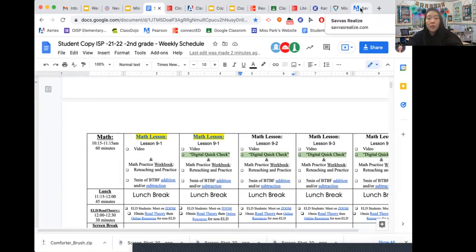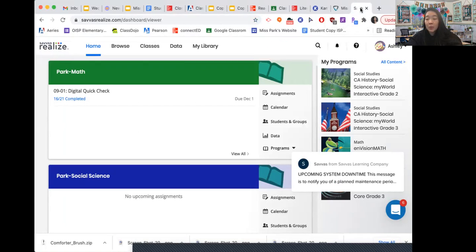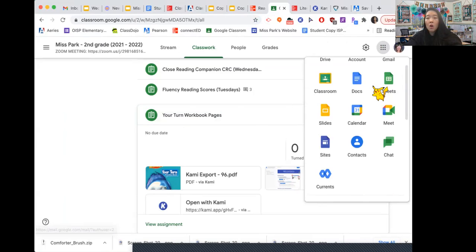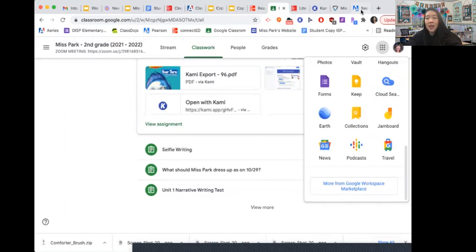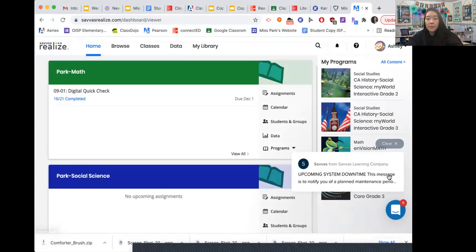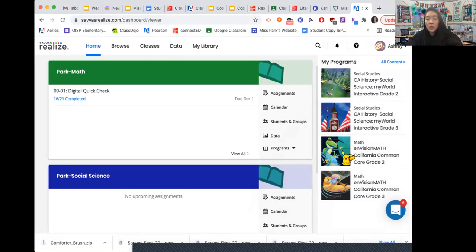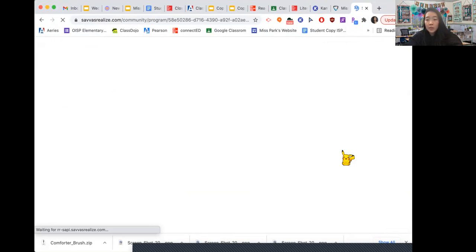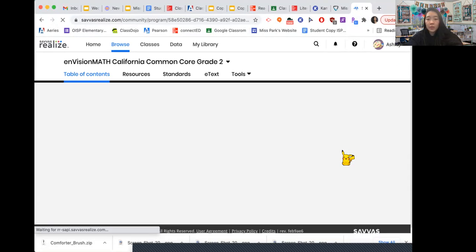Okay, so remember, to get to Savvas Easy Bridge, you guys are going to click on the waffle in your Google Classroom. Scroll all the way down till you hit Savvas Easy Bridge. Getting there, miss. No worries, take your time. We aren't going to take your quick check till the end, so as long as you guys can see my computer screen, you guys can watch the video on my screen.